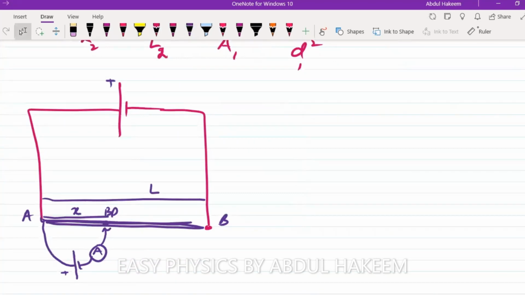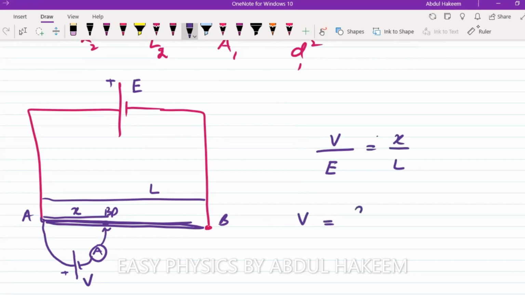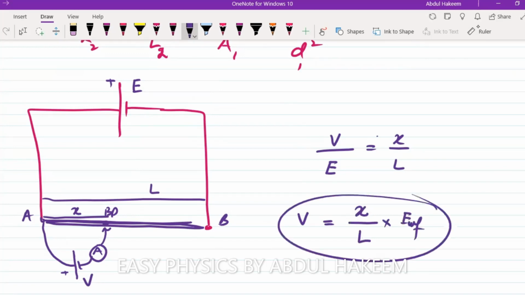Then the formula will be voltage divided by EMF of the cell equals X divided by L. Meaning the voltage of this unknown cell is the balance point length divided by the total length of the wire, multiplied by the EMF of the circuit.